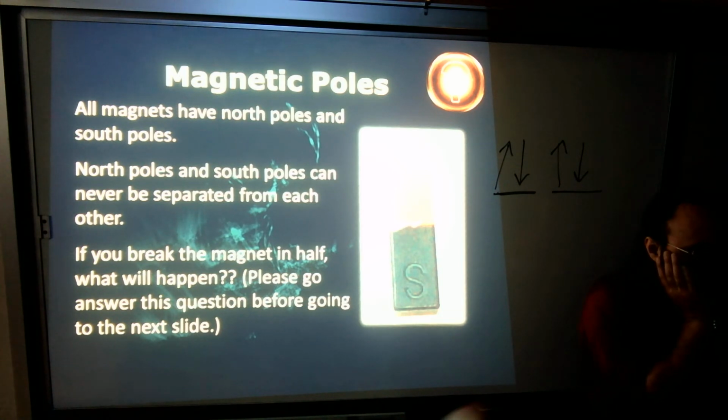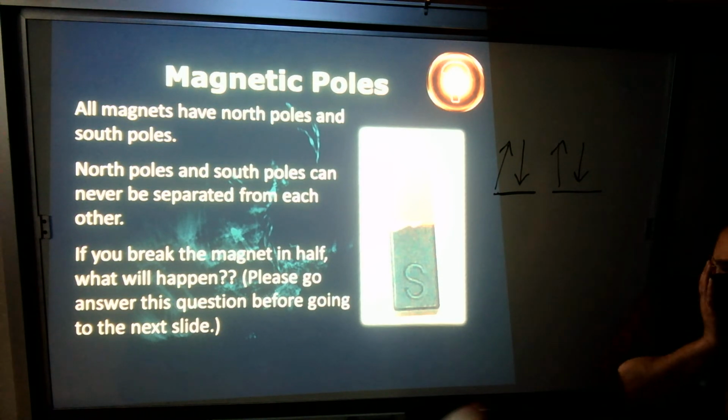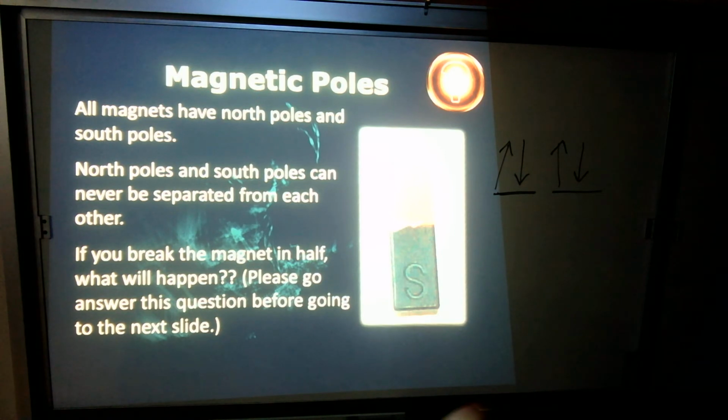The north pole will stay the north pole, but the side you broke off from will be the south pole. It's like little tiny mini magnets inside of the bigger magnet. I think that's probably right. Something like that. Answer the question, tell what you think will happen, and then we'll go on to the next slide.